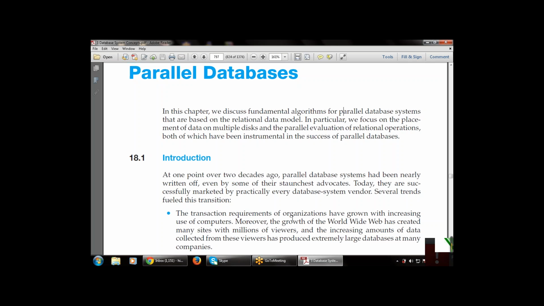The next line says, moreover, the growth of the WWW has created many sites with millions of viewers, and the increasing amount of data collected from these viewers has produced extremely large databases at many companies. That is, more and more data will be available from transactions, from databases, from the internet, and a large amount of data is collected from these viewers to maintain large databases at many companies and in many areas.